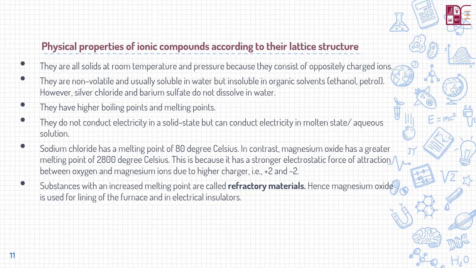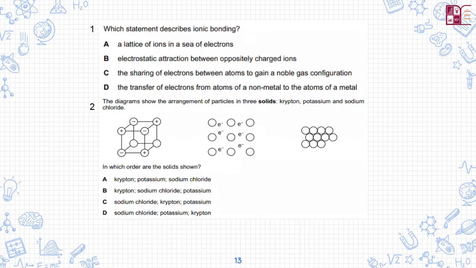And now let's discuss some practice examples so that you have an idea of how to solve. Coming to my first question, the first one says: which statement describes ionic bonding? The A part is a lattice of ions in a sea of electrons.